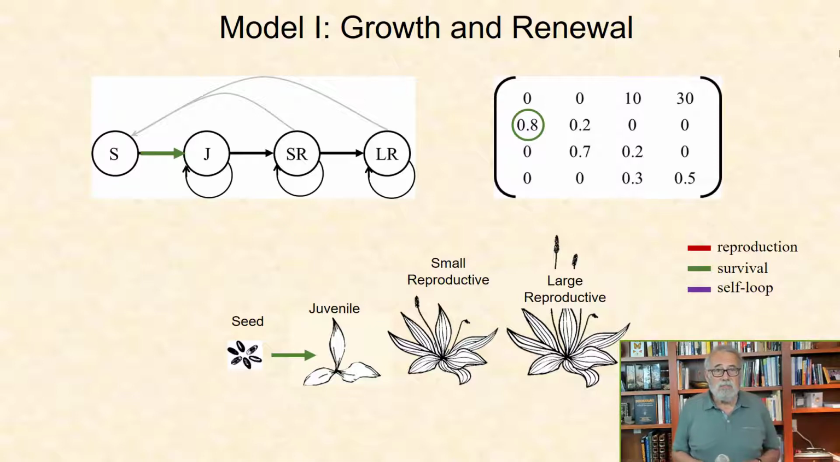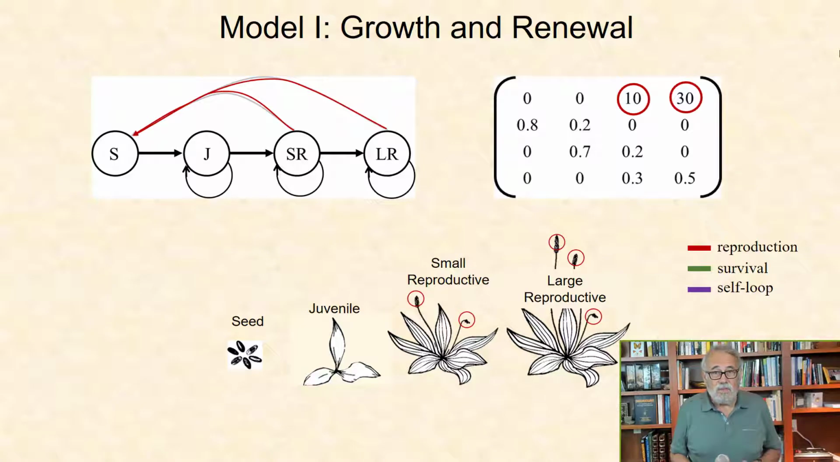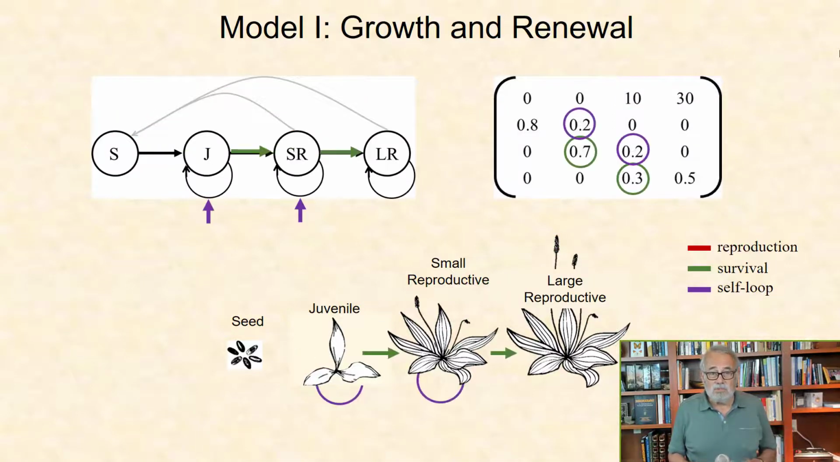The input into this seed class is provided through either of the two reproductive classes, the small reproductive or the large reproductive. Individuals in the juvenile non-reproductive class can either transition to the small flowering stage with probability 0.7, or they can remain as non-reproductive juveniles with probability of 0.2. For many plant species, this transition to flowering is size dependent, but for other species this transition is environment dependent, in which case there would be no individuals remaining in the juvenile class if all individuals experience the same environment.